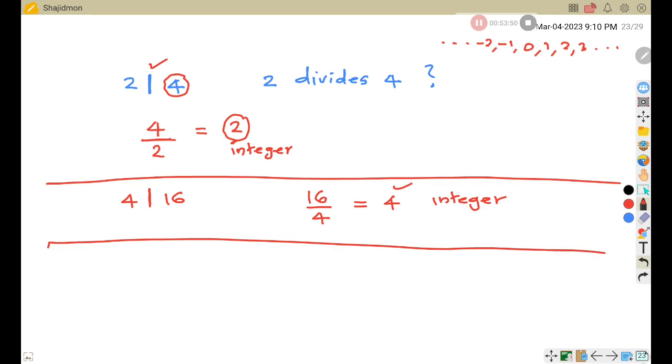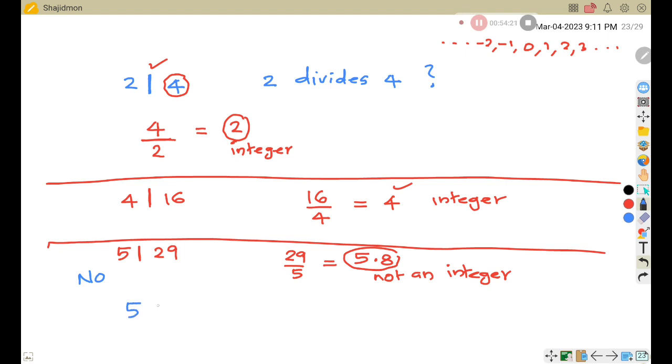Now, same way, for example, if I am asking one question like 5 divides 29. Is it correct or not? We can check that one, correct? Just check what is 29 divided by 5. You will get 5.8, correct? 5.8 is not an integer. Not an integer number, correct? So, is it correct? No, it is not correct. So, just cross that symbol, 5 does not divide 29.